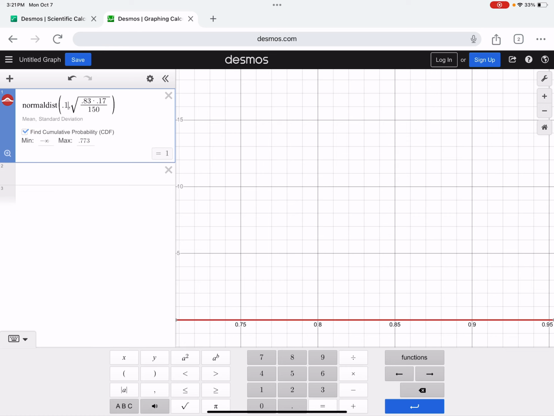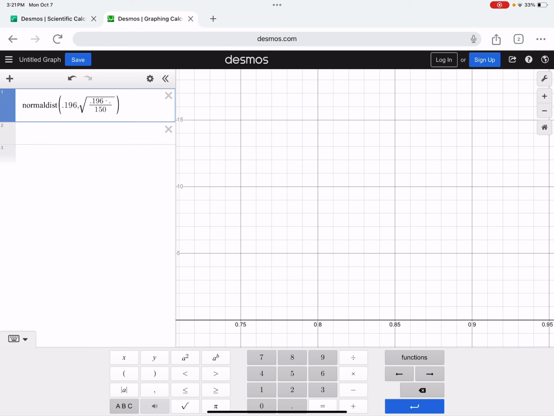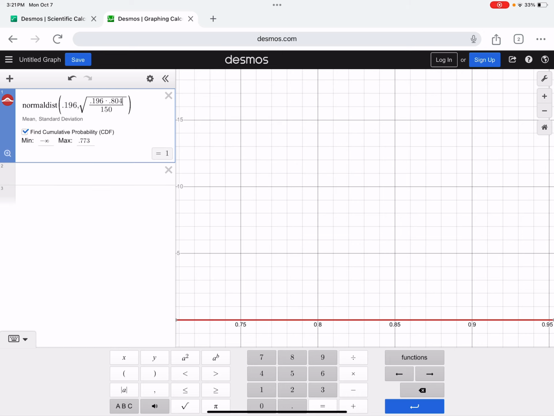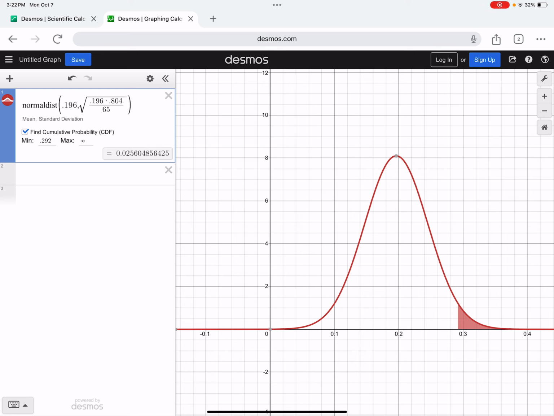So 0.196, 0.804. Our sample size was 65. And we want to see if p hat is greater than 0.292, or what's the probability that p hat is greater than 0.292. I'm going to put infinity for my upper bound. And let's zoom in on that. So it looks like there's a little over a 2.5% chance of this happening, 0.0256.